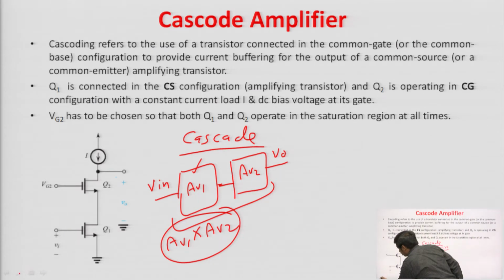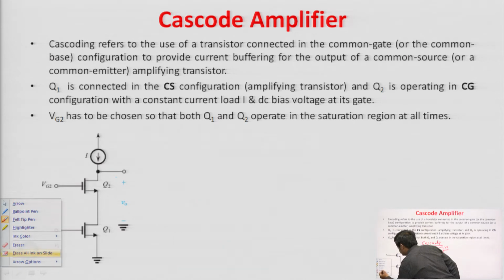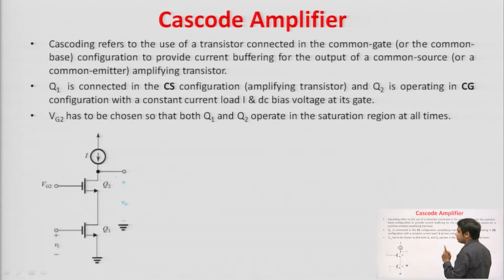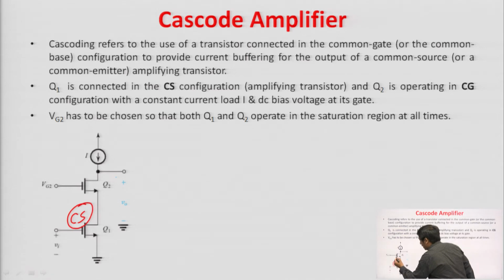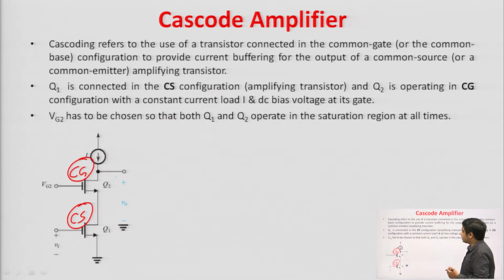But in cascode, we use two configurations, we combine two configurations of the transistors, whether it is BJT or MOSFET. While using MOSFET, we combine common source amplifier and common gate amplifier. The advantage of the cascode amplifier is it combines the advantages of CS amplifier and CG amplifier.